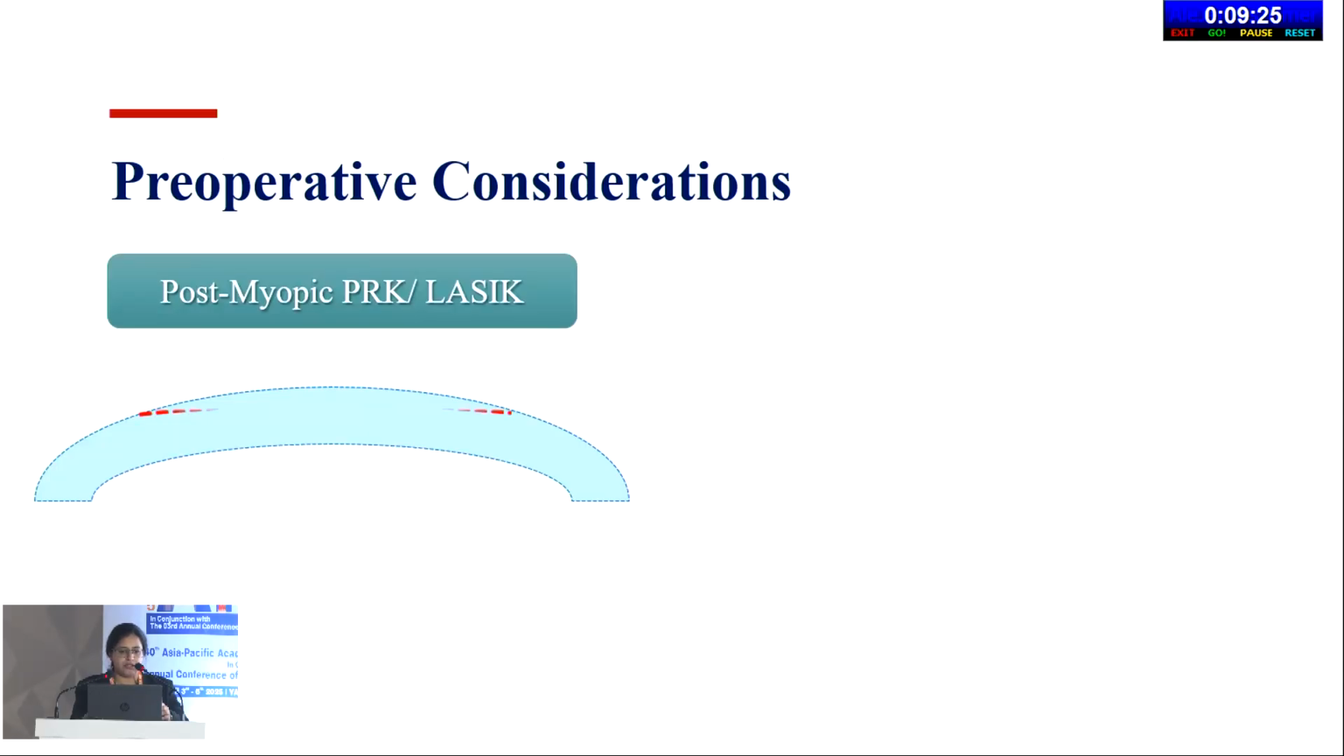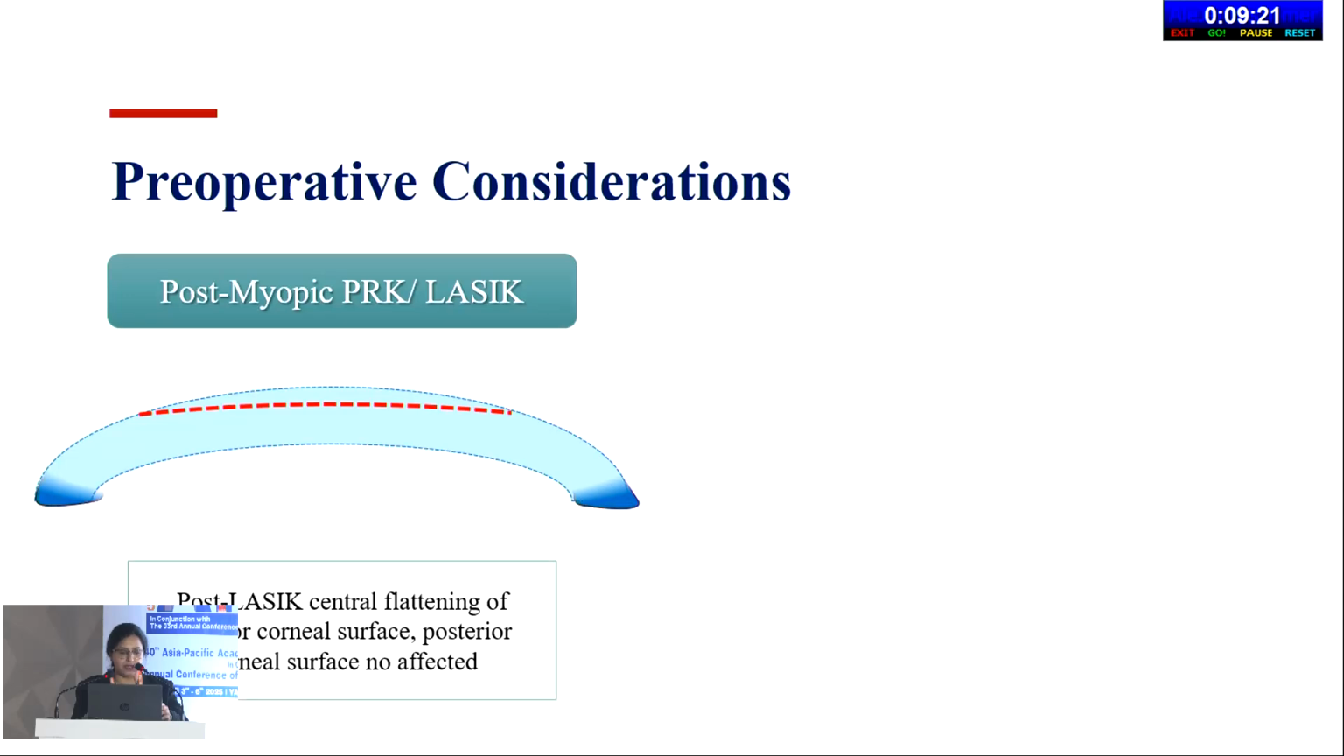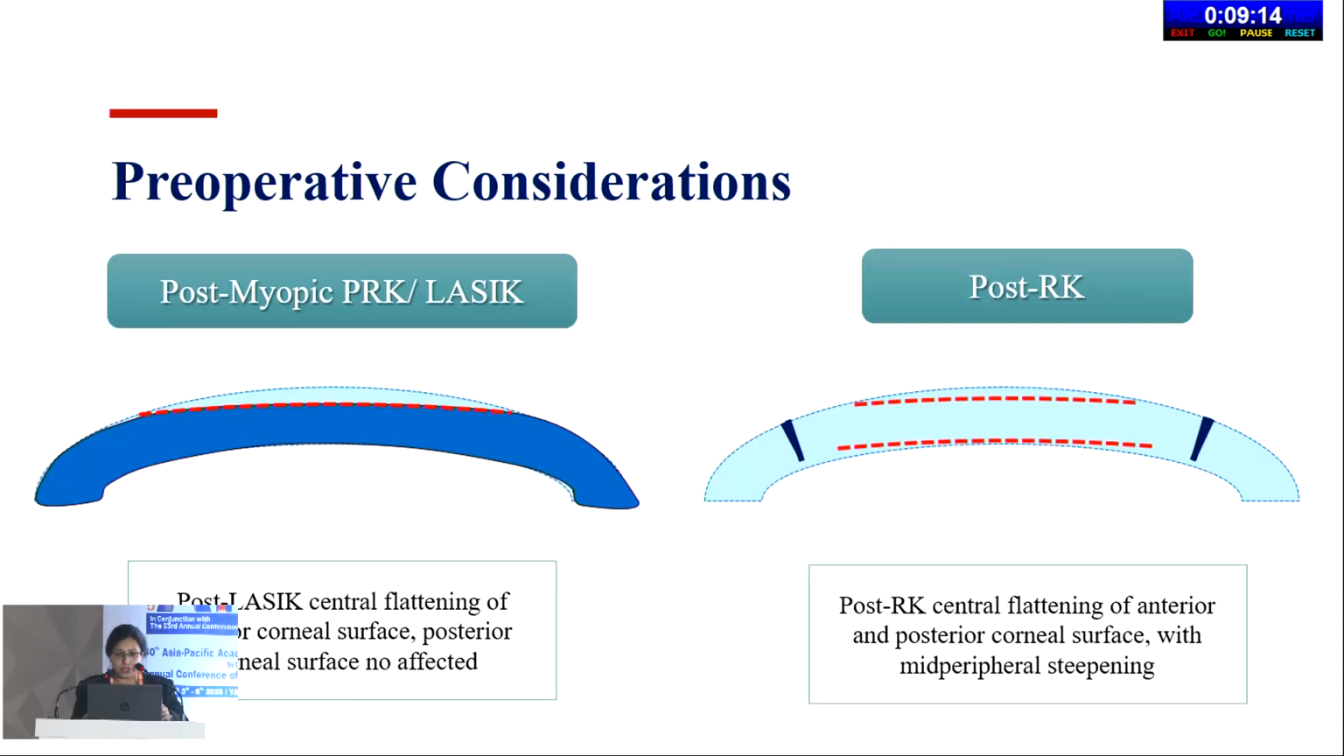So preoperative consideration, post-myopic PRK and LASIK, you have flattening of the central cornea. The posterior corneal surface is not affected, the anterior corneal surface is flattened. In post-RK, due to the incisions, you have central flattening of anterior and posterior corneal curvature with a mid-peripheral steepening.